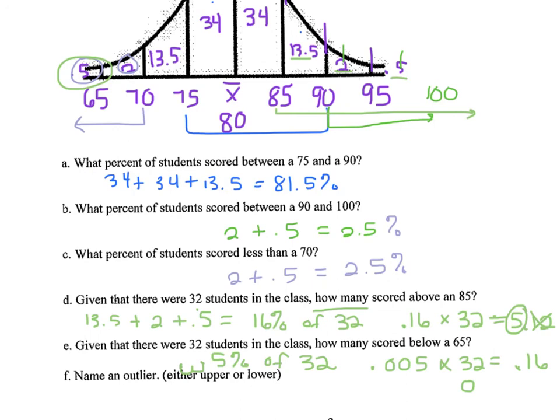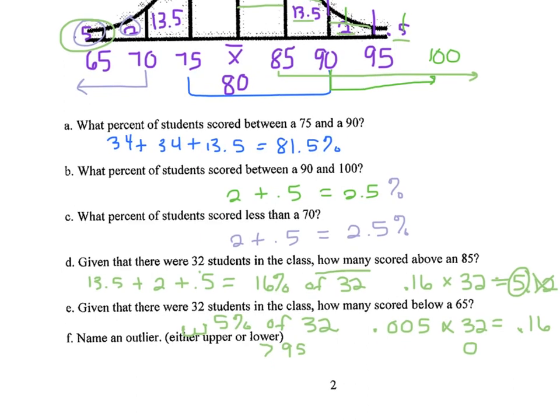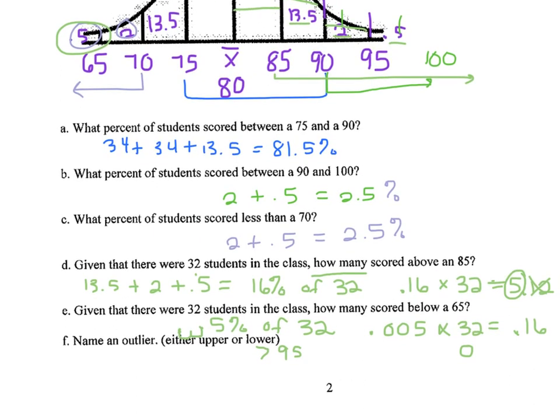So from an 80, here's 1, 2, 3. Anything higher than a 95, so I would accept anything greater than 95, so like 96 or 97 or 98 or anything like that. And then a lower outlier would be anything 1, 2, 3 lower than a 65. So anything less than 65.